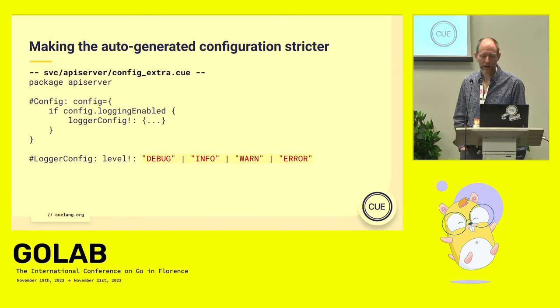The disjunction here also illustrates one of Q's unusual features. Values are actually also types. We can see, for example, the string value debug here as a type that contains only the value debug. So this disjunction allows exactly the string values listed here.